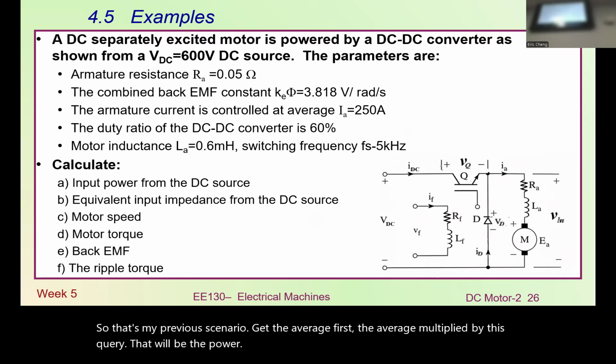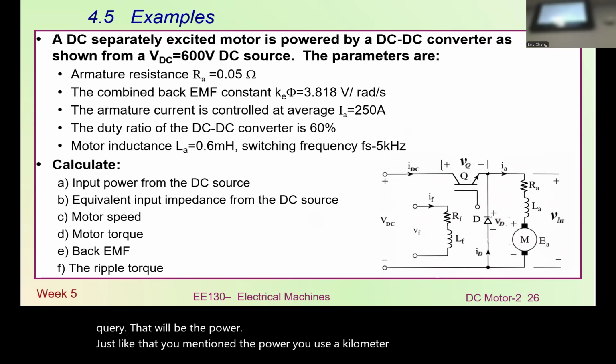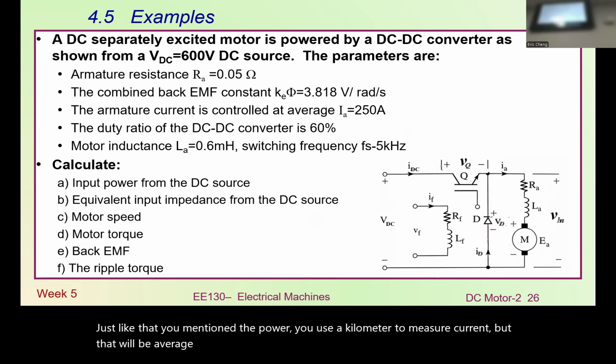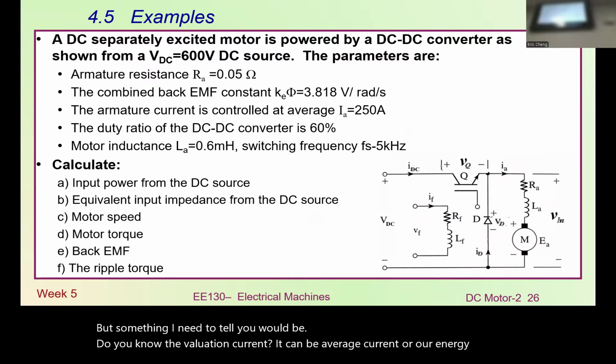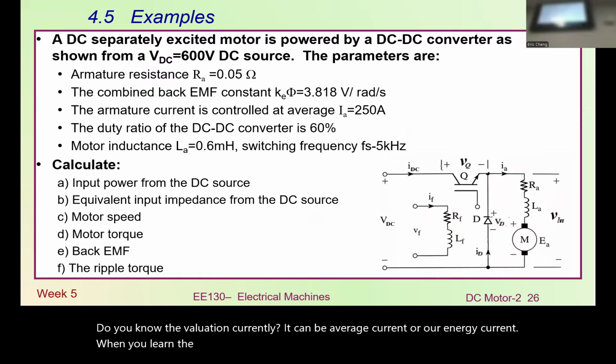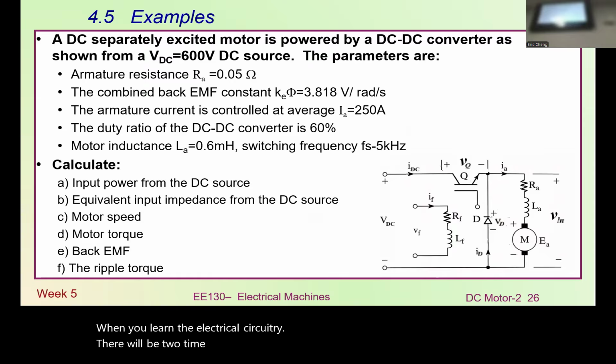Just like when you measure power, you use a current meter to measure current, but that will be average current. Something I need to tell you will be getting more important. When you measure current, it can be average current or RMS current. When you learn electrical circuitry, there are two terms for the current. One is average current. Another term we call RMS current. What's the difference between them? Which one is used to measure power?